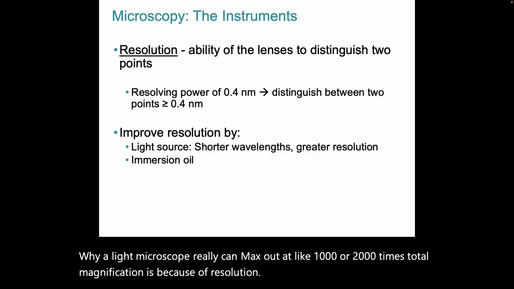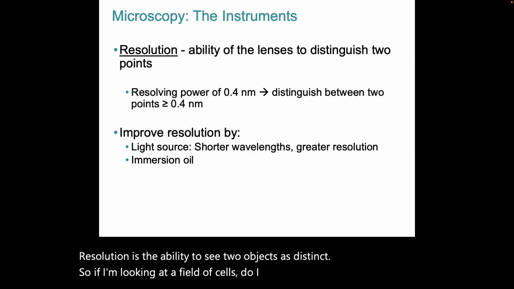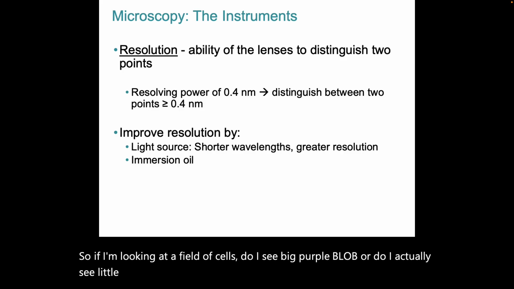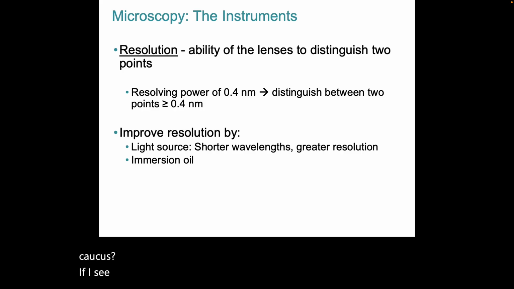Resolution is the ability to see two objects as distinct. So if I'm looking at a field of cells, do I see a big purple blob, or do I actually see little coccus, little coccus, little coccus? If I see a big blob of cells, I don't have the appropriate amount of resolution to tell that they're different.